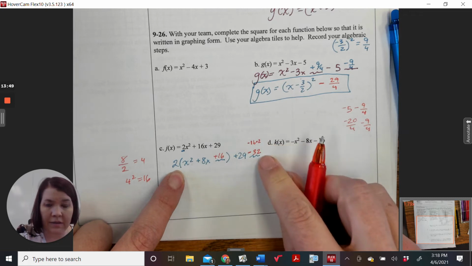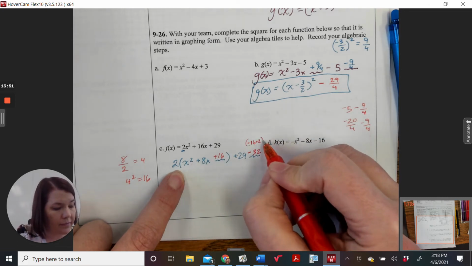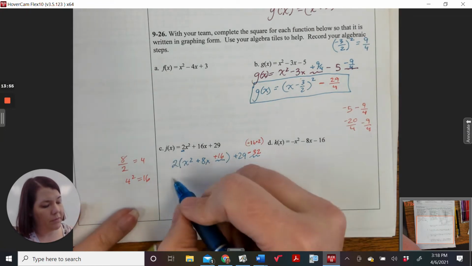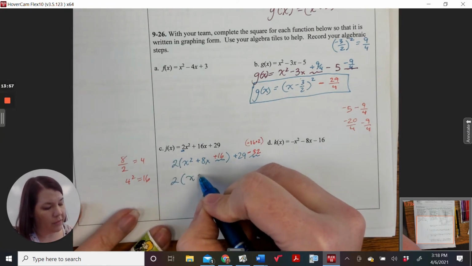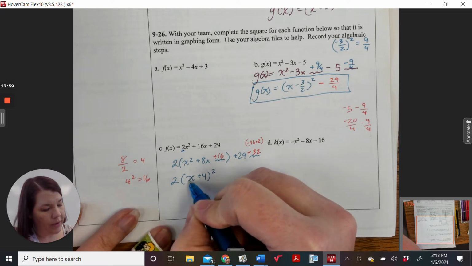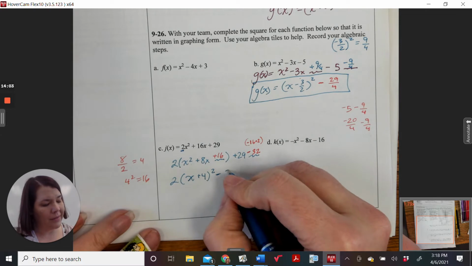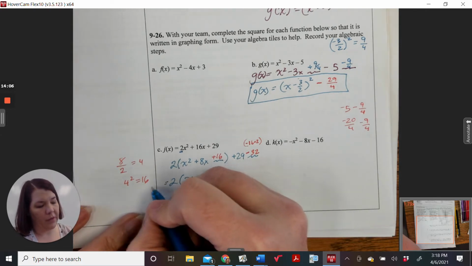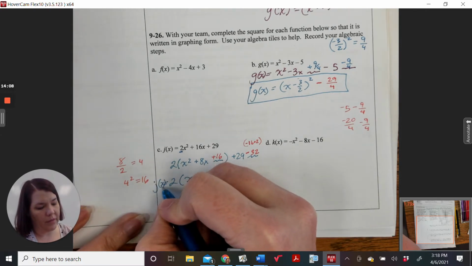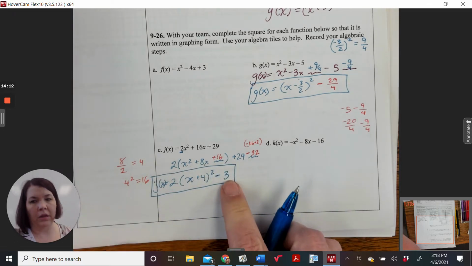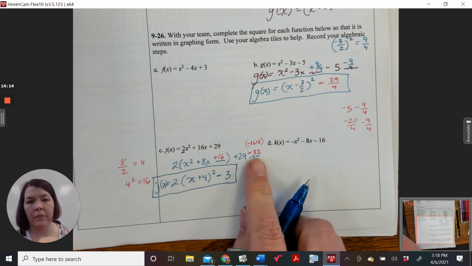Okay, taking away 16 twice. This becomes 2 parentheses x plus 4 quantity squared minus 29, take away 32, is -3. And there's my equation. But that doubling is really, really critical. That doubling right there is where we make the most mistakes.